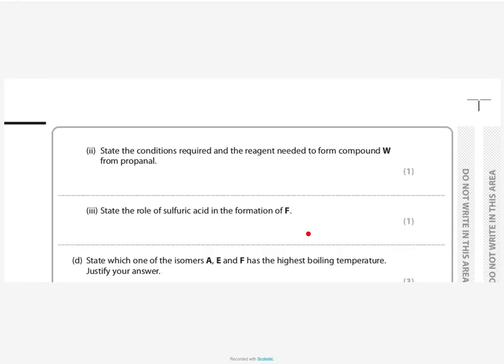State the conditions required for the reaction needed to form compound W from propanal. You can reduce using sodium borohydride or lithium aluminium hydride in dry ether. State the role of sulfuric acid. In the esterification reaction, sulfuric acid is acting as a catalyst.